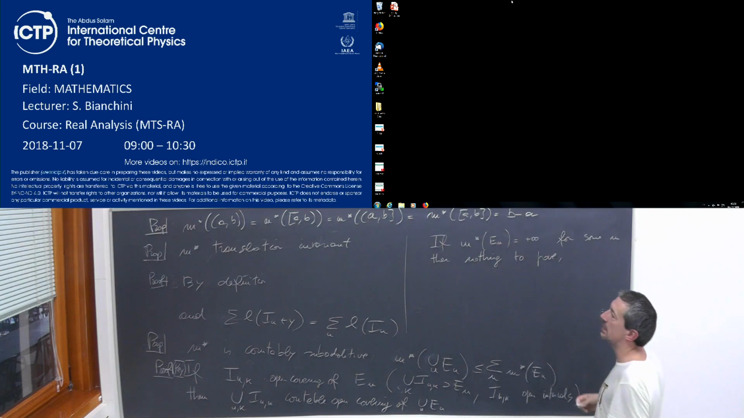Otherwise, the approach is similar to the proof that a countable set has outer measure 0.